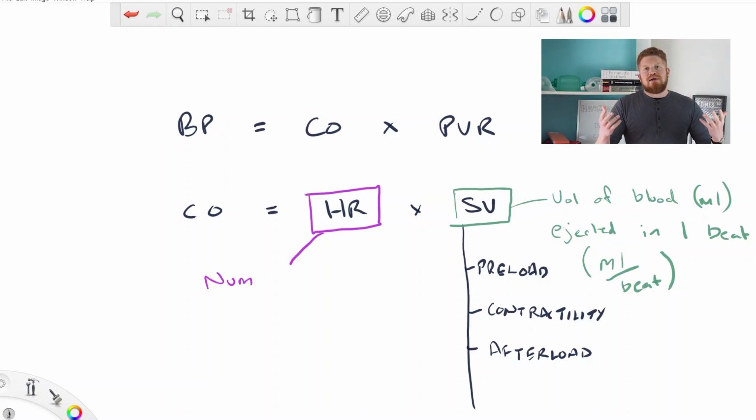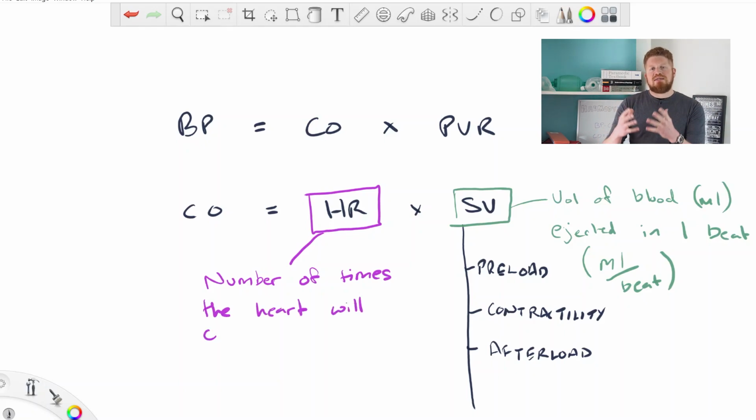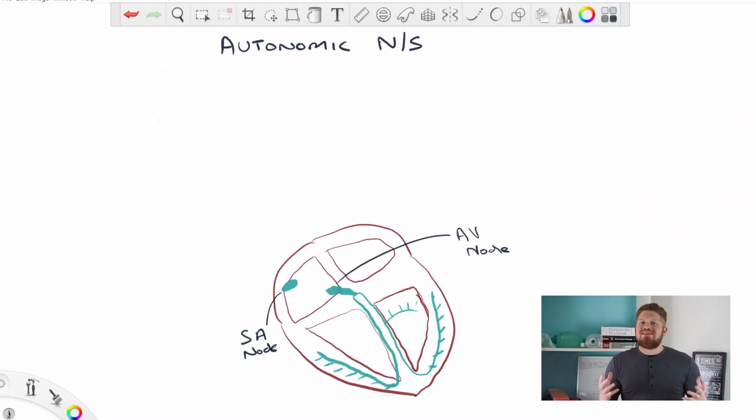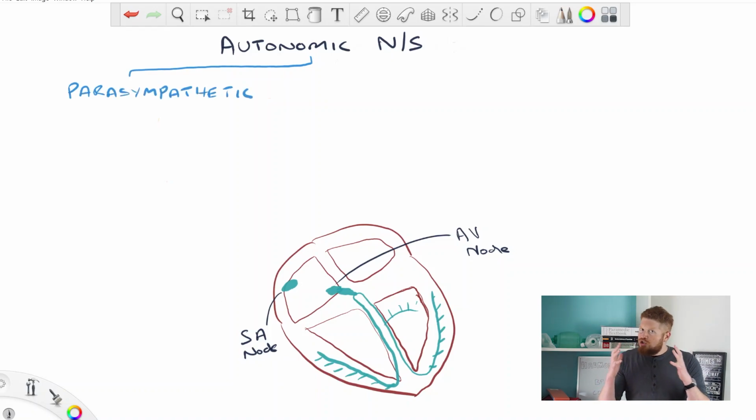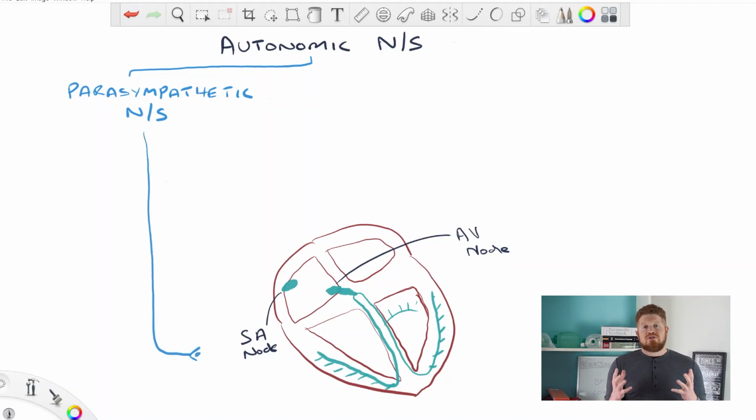So it seems pretty self-explanatory, but it's pretty important to define heart rate as the number of times the heart will beat in a single minute. And it's also pretty important to understand how this is controlled. So heart rate is basically controlled by the autonomic nervous system. The parasympathetic nervous system, the system that slows everything down and allows us to rest and digest, pretty much has all of its control of the heart at the SA and AV node. So it predominantly affects heart rate.